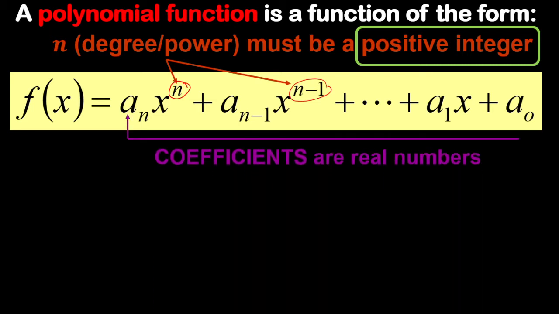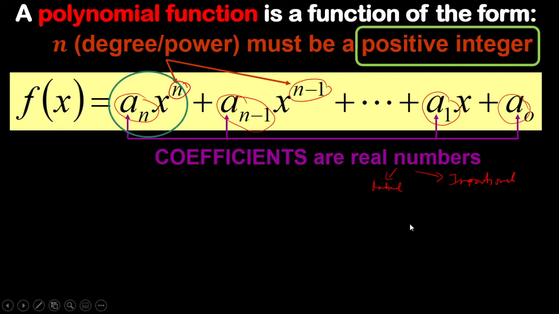Next, we have the coefficients. A sub n here, a sub n minus 1, a sub 1, and a sub 0 here are called coefficients. And every coefficient must be a real number. So when you say real numbers, they can be both rational and irrational. Next, a sub n x raised to n is considered the leading term.